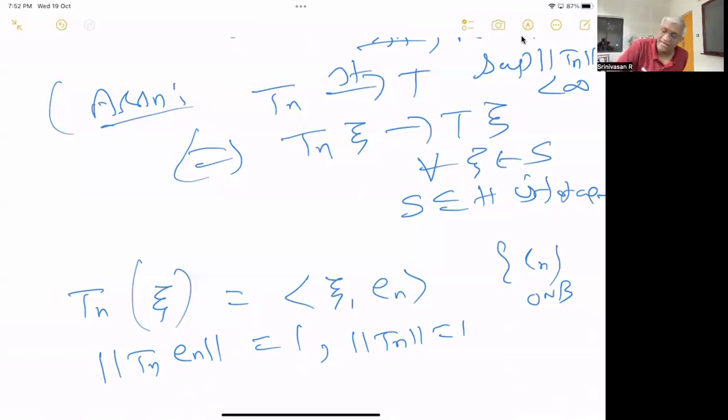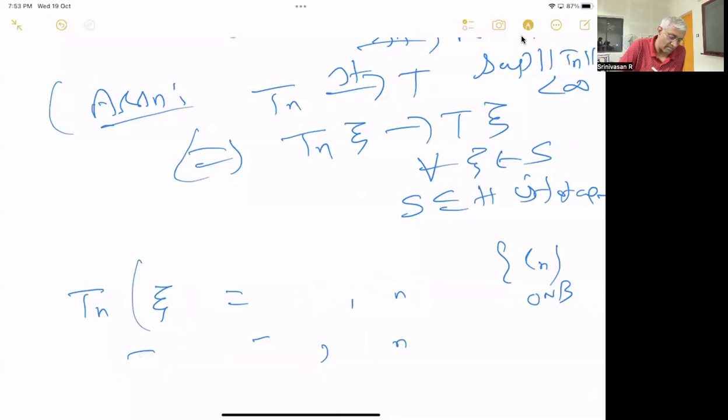The summation of the squares of the inner products xi with En is equal to norm xi squared itself. This is the Fourier series expansion with respect to an orthonormal basis. So the inner product of xi with En has to go to zero because it's summable. But in norm, it doesn't converge. The best example is projections.